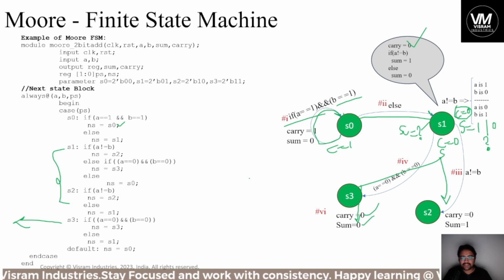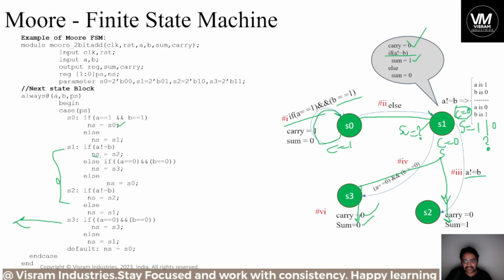Okay. S is equal to 0 and S is equal to 1. Okay, done. For S is equal to 0 and sum is equal to 0 and sum is equal to 1, we are talking about A is not equal to B. So for A is not equal to B, if sum is equal to 1, then we have next state as S2. So next state can be from the S1, it can be S2.